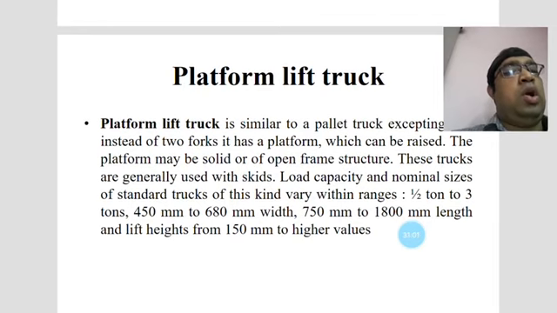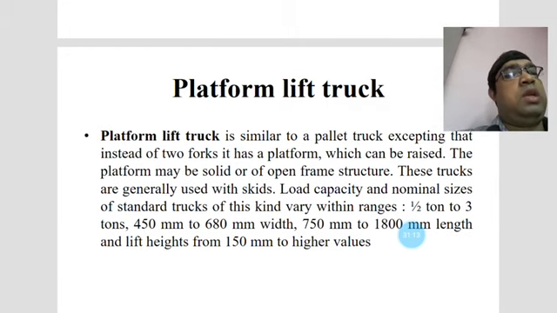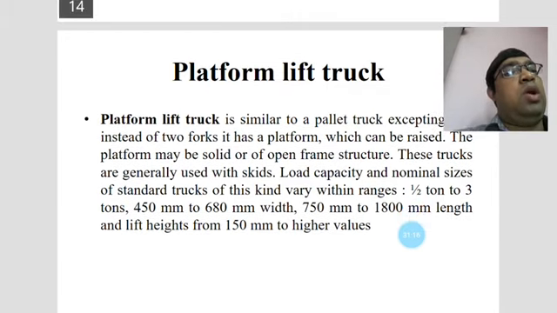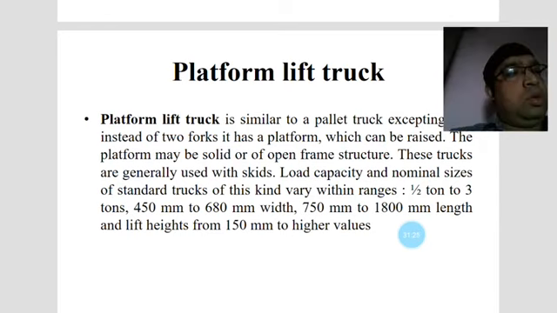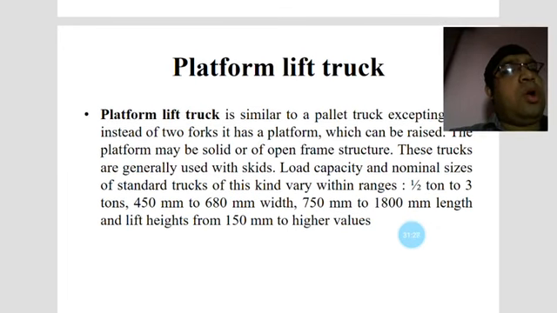The load capacity and normal size of standard trucks of this kind vary in the range of half a ton to 3 tons. This platform lift truck cannot move more than 3 tons. Basically, this is a low power capacity, not a higher power. Higher loaded materials can be transferred according to your hydraulic system.